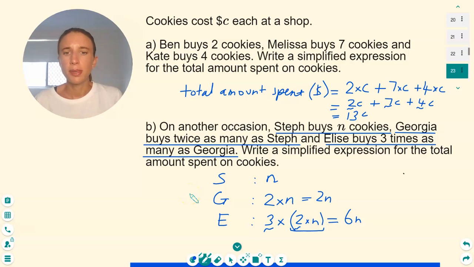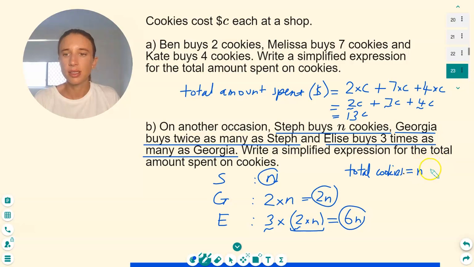Now, it is saying, write a simplified expression for the total amount spent on cookies. So the total amount spent is always going to be the number of whatever it is times the cost per unit. All right, so let's first work out how many cookies in terms of N were bought altogether. The total cookies will be whatever Steph, Georgia, and Elise buy. So we're going to add up all these: N plus 2N plus 6N.